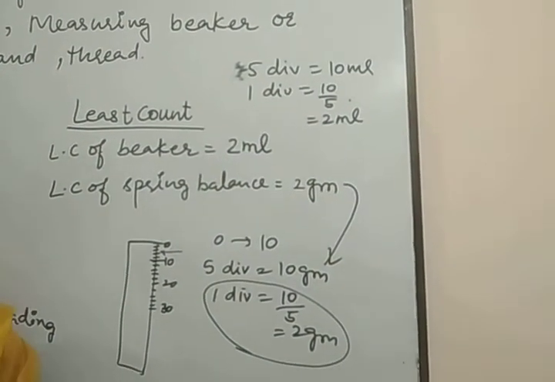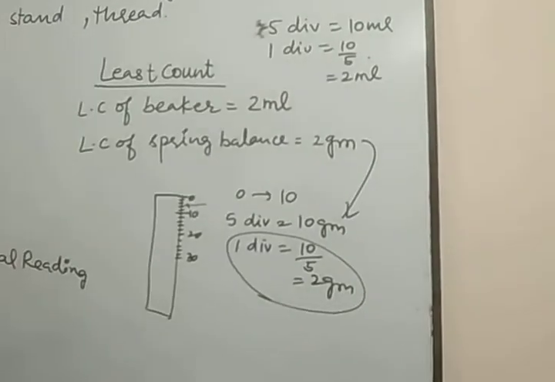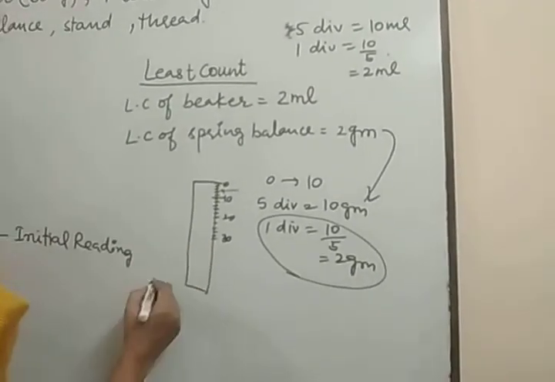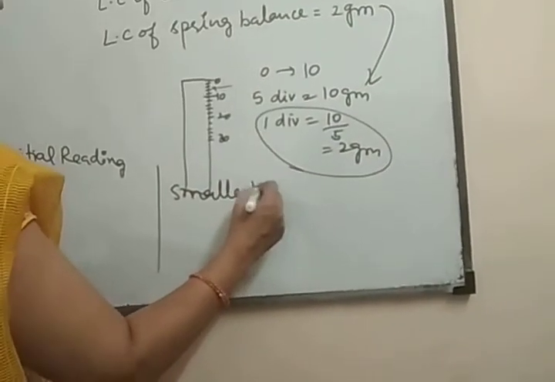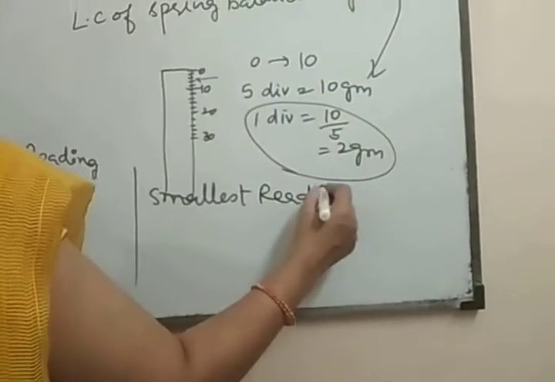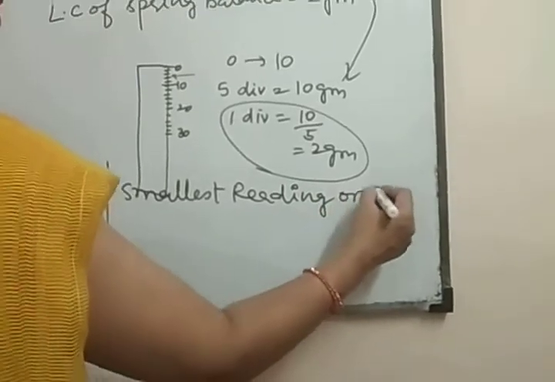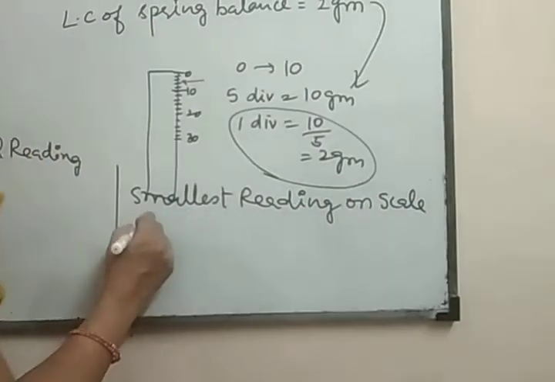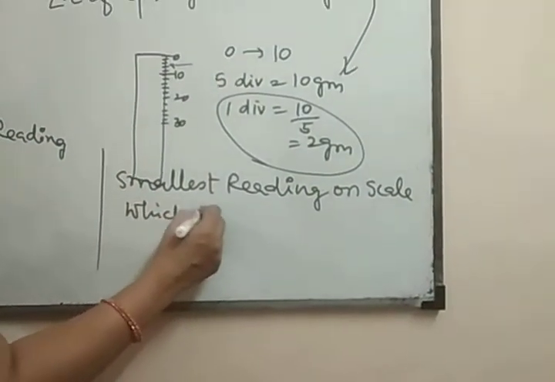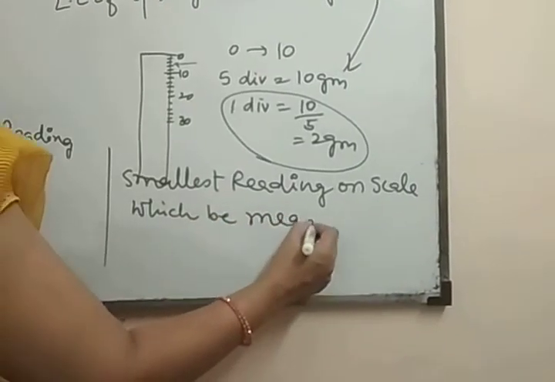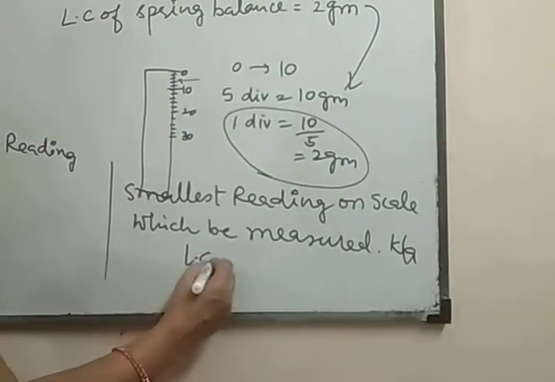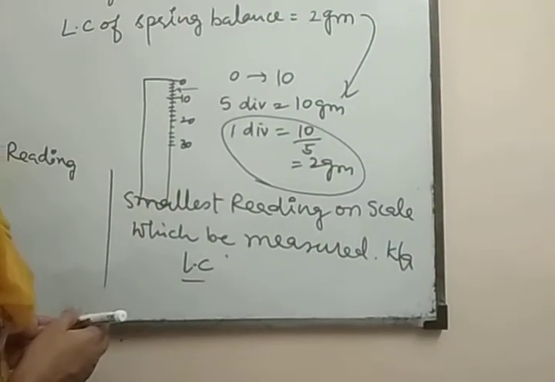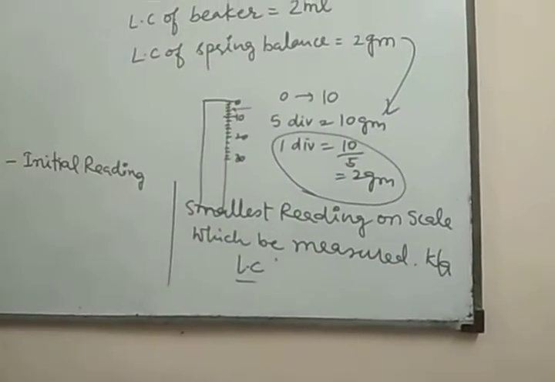What do you mean by least count now? The least count is the smallest division, the smallest reading on the scale which can be measured, known as least count. Okay, now we will perform the experiment. Let us start with the experiment.